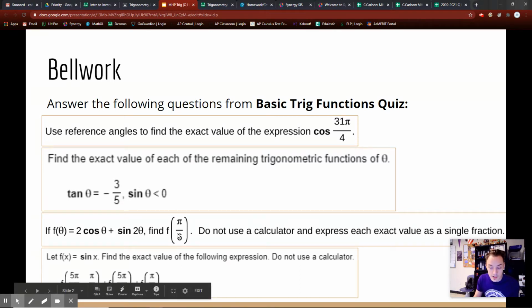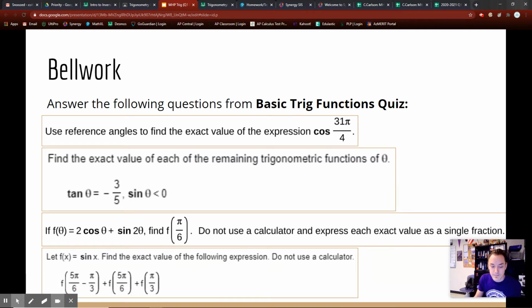These are the honors questions, though, right here. So please, if you're honors, at least review these because some of you did miss those. So if you need to, pause the video, get them down, and then we will get started.